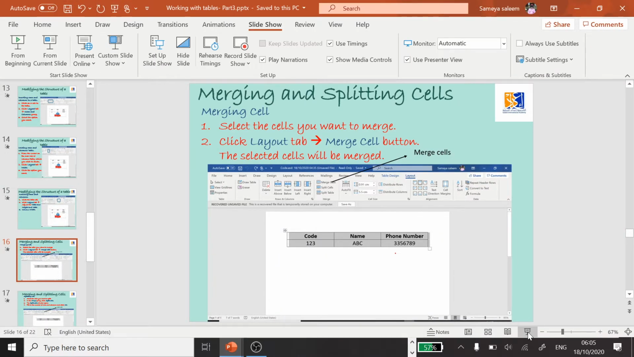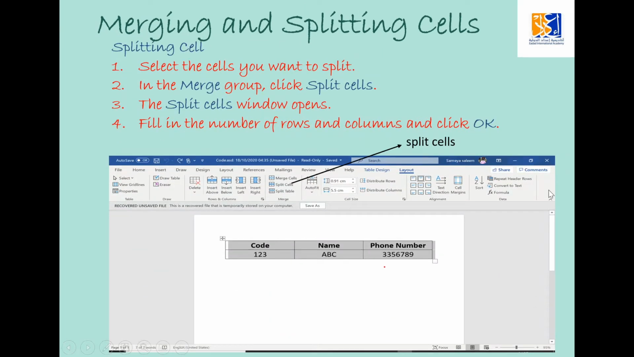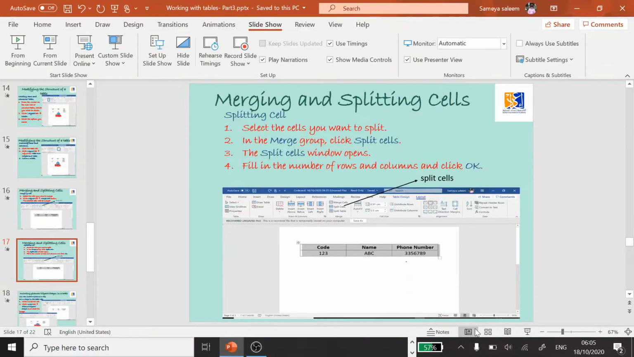Then next we will learn about how to split cells. Select the cells you want to split. In the merge group, click split cells. The split cell window opens. Fill in the number of rows and columns and click OK. Let me show you. Let's go back to our Word.